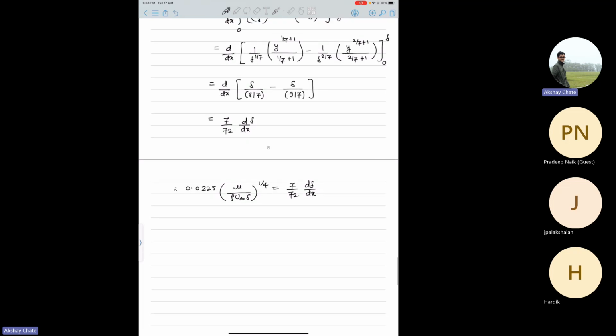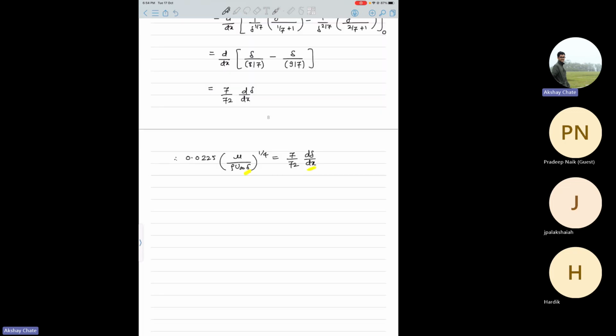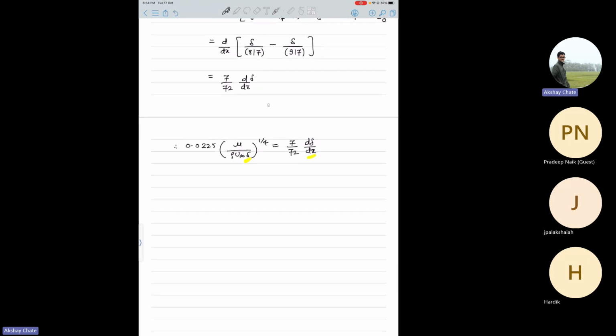Yeah, correct. So now you do one thing. These are constants. They won't change. That mu by rho u infinity is also constant. The only variable is delta here and d by dx here. So you take these two terms together. So now if you do that, something like this will happen.